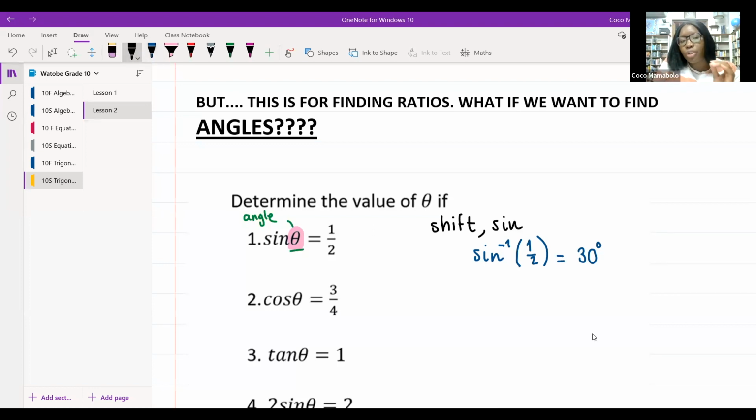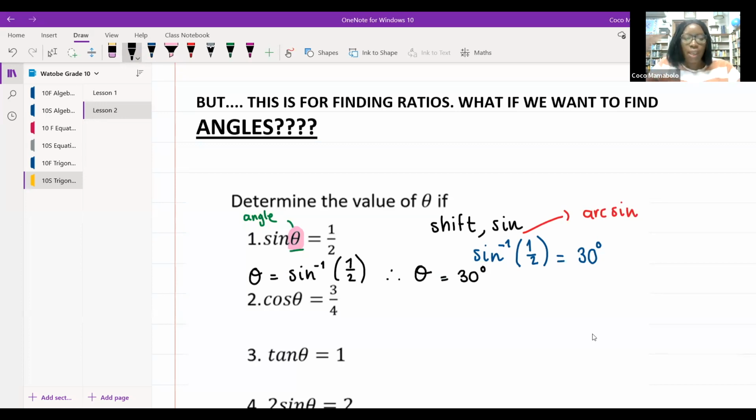Now, how am I going to write this in my book? I'm going to write here, theta is equal to, this is what my teacher wants to see, sine to the -1, but it's also called arc sine. So this sine to the power of -1 is actually called arc sine. Okay, arc sine of 1/2. And then I'm going to go, therefore, theta is equal to 30 degrees.